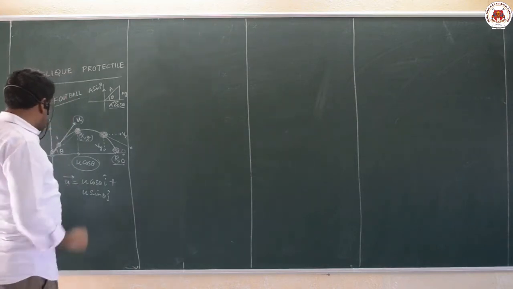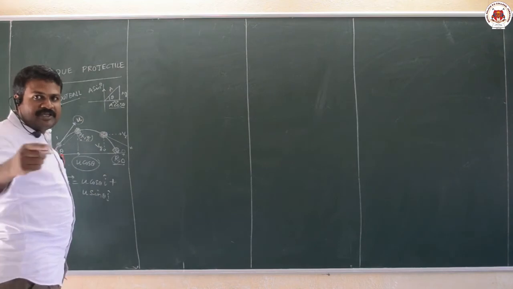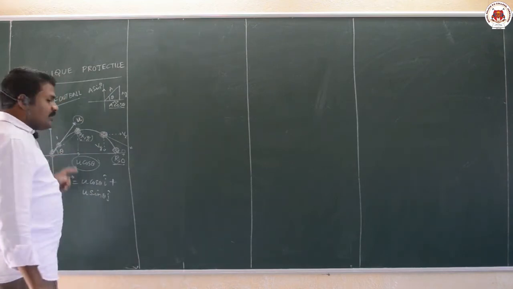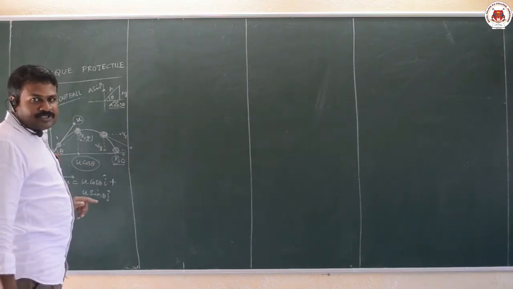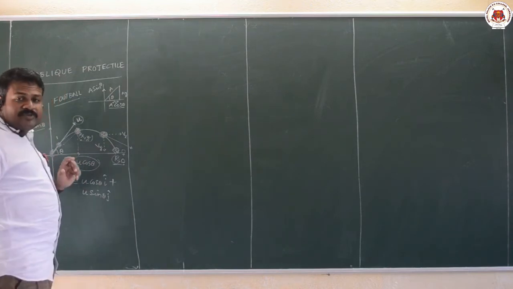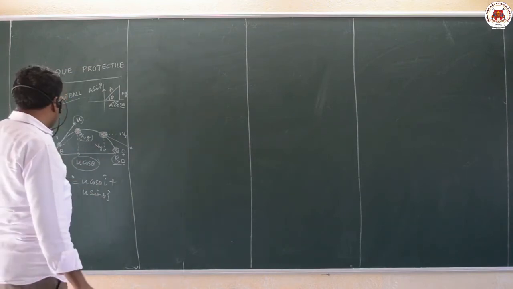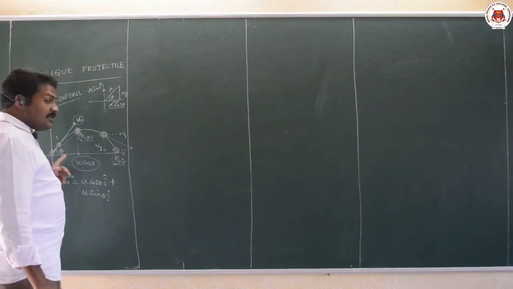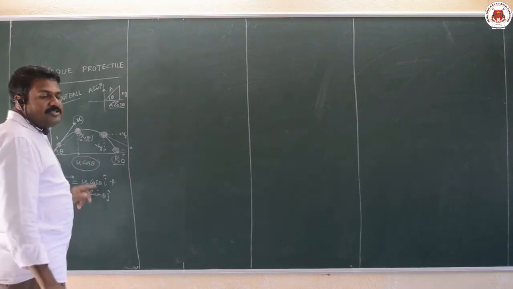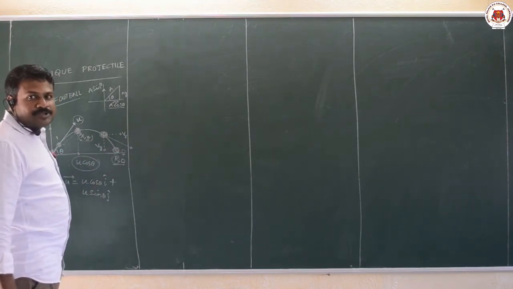Any body that is projected at an angle theta other than 90 with horizontal is called oblique projectile, or any body which is projected at an angle theta other than 0 with vertical is called oblique projectile.